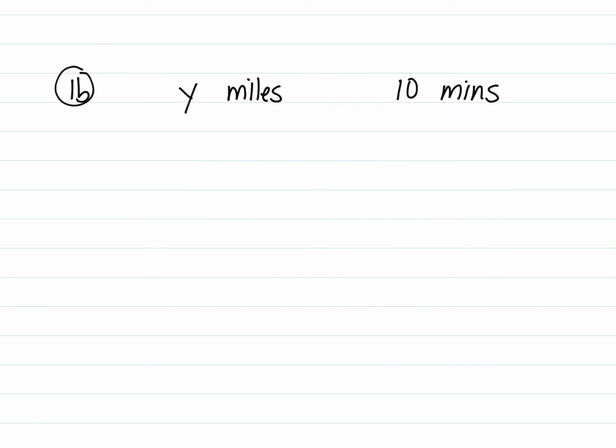Part B says write a fraction that represents her constant speed, c, if she walks y miles in 10 minutes. Distance goes on top, time goes on bottom. So here, the constant speed is y divided by 10.